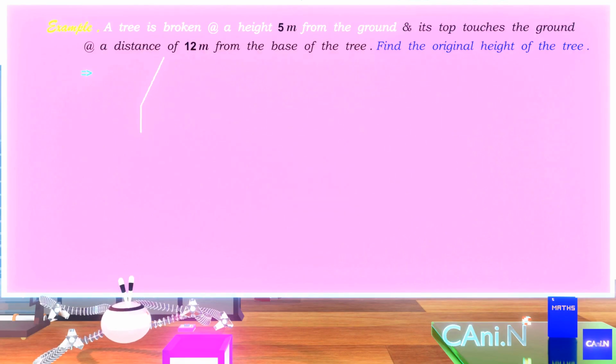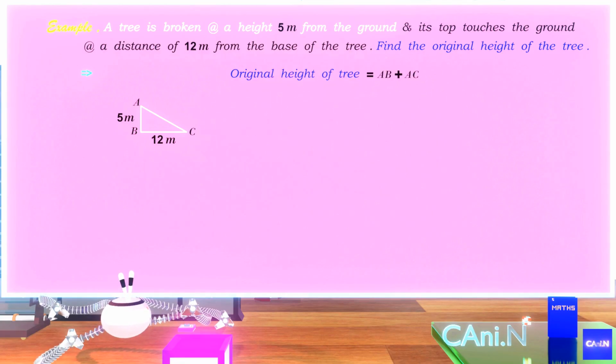A tree is broken at a height 5 meters from the ground, and its top touches the ground at a distance of 12 meters from the base of the tree. Find the original height of the tree. Original height of tree equals AB plus AC.